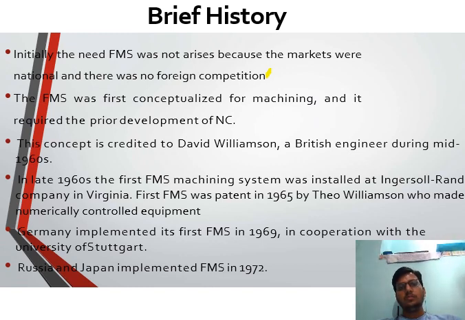The major concept was created by David Williamson, a British engineer, during the mid 1960s. In the late 1960s, the first FMS machining system was installed at Ingersoll Rand Company in Virginia. The first FMS system was patented in 1965, by the person who made the numerically controlled equipment also. The Germans implemented the first FMS in 1969 in cooperation with the University of Stuttgart. Russia and Japan also implemented FMS in 1972.